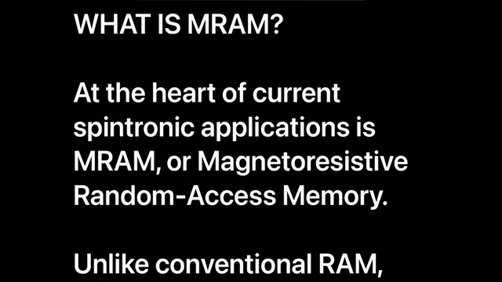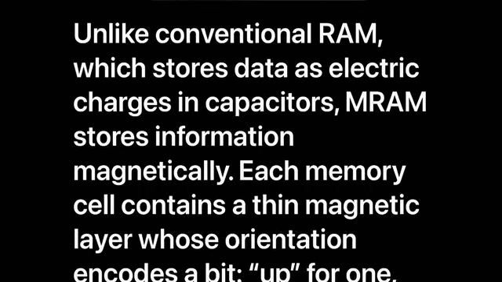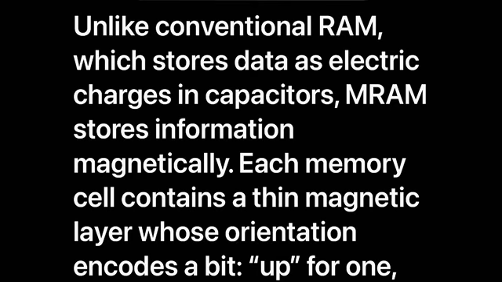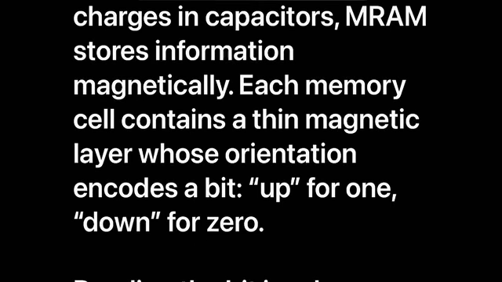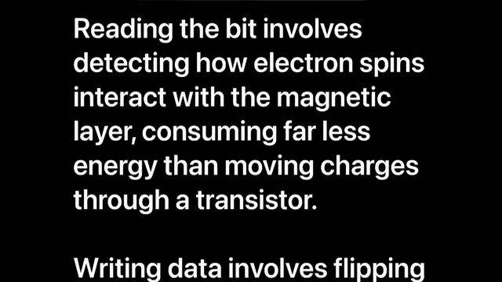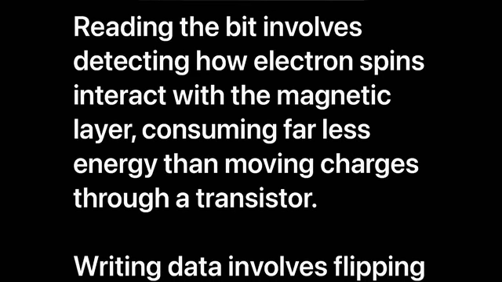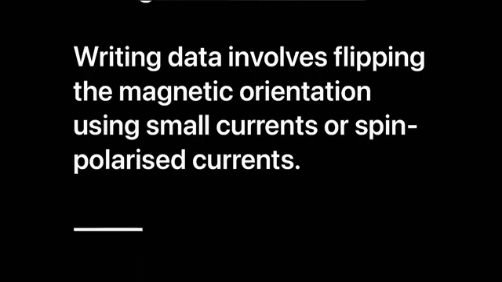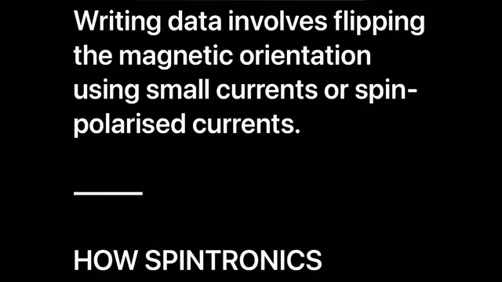What is MRAM? At the heart of current spintronic applications is MRAM, or Magnetoresistive Random-Access Memory. Unlike conventional RAM, which stores data as electric charges in capacitors, MRAM stores information magnetically. Each memory cell contains a thin magnetic layer whose orientation encodes a bit. Up for 1, down for 0. Reading the bit involves detecting how electron spins interact with the magnetic layer, consuming far less energy than moving charges through a transistor. Writing data involves flipping the magnetic orientation using small currents, or spin-polarized currents.